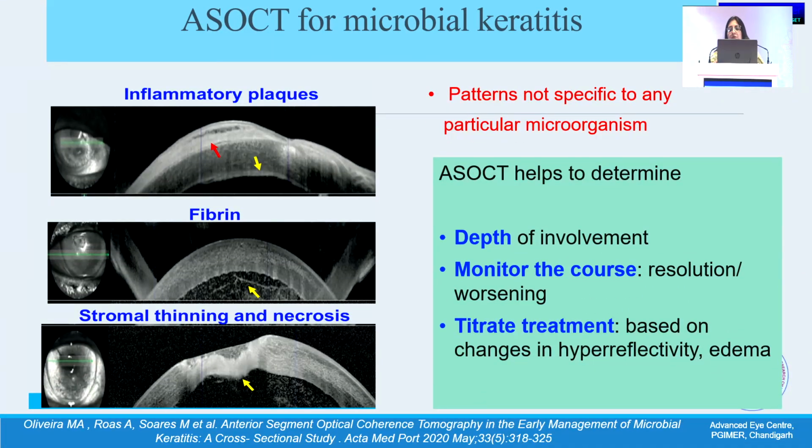The second use is the role of AS-OCT for microbial keratitis. Now, various patterns have been described. You could have inflammatory plaques on the epithelium, the endothelium, fibrin in the AC, and stromal thinning and necrosis. The AS-OCT, unlike a confocal microscopy, the pattern is not specific to any particular microorganism for most of the lesions, but it does help us to determine the depth of involvement, to monitor the course of the disease, and to titrate treatment.